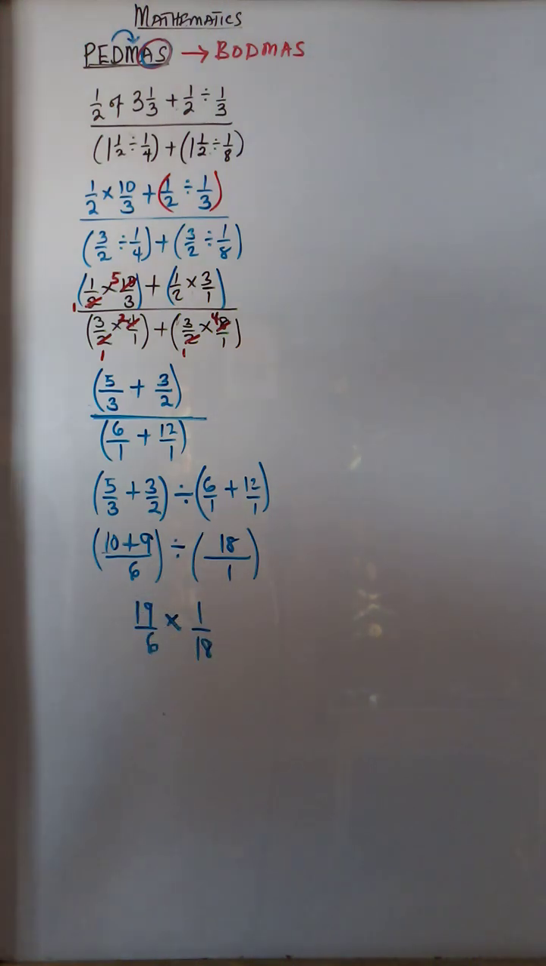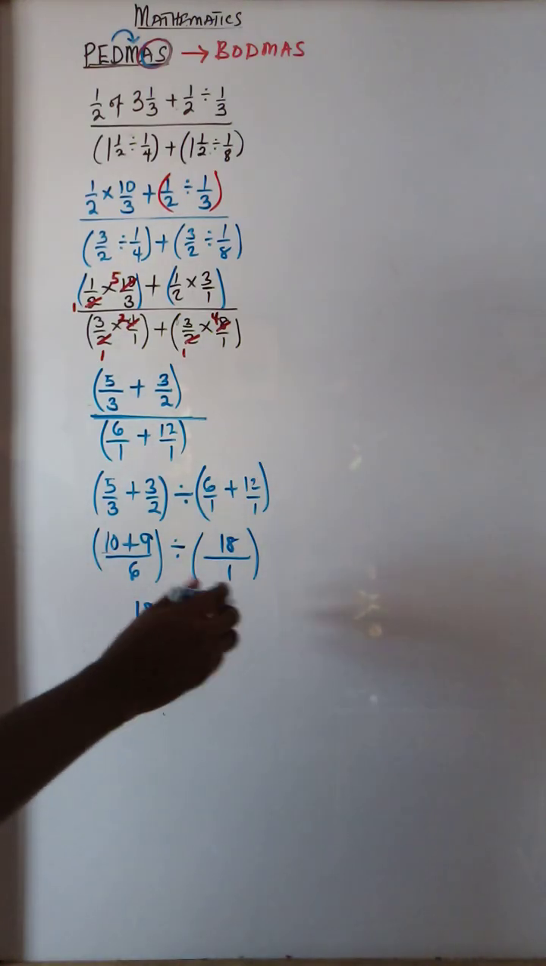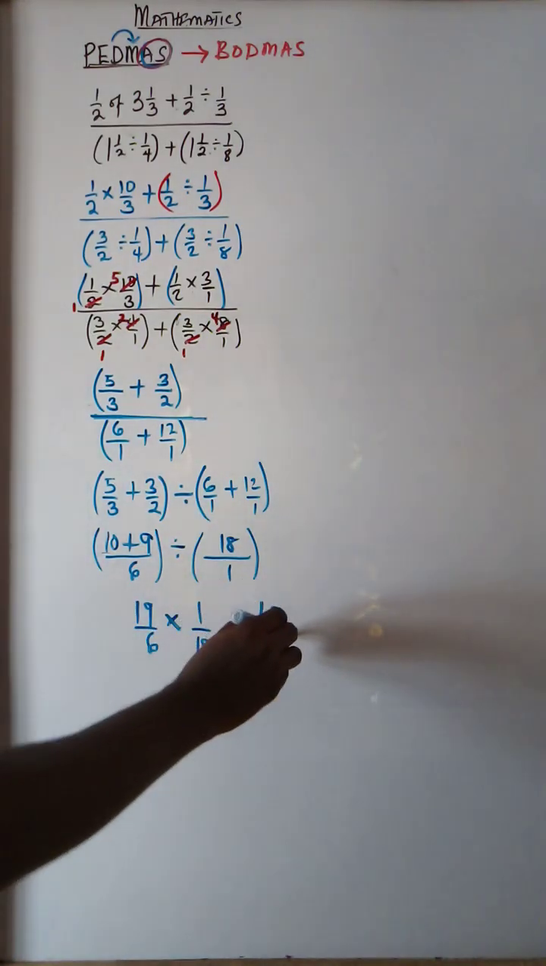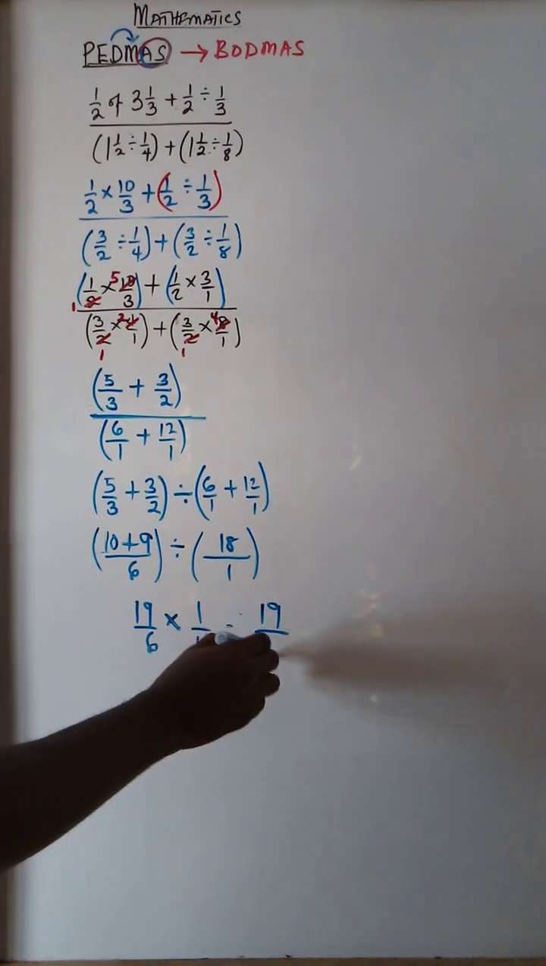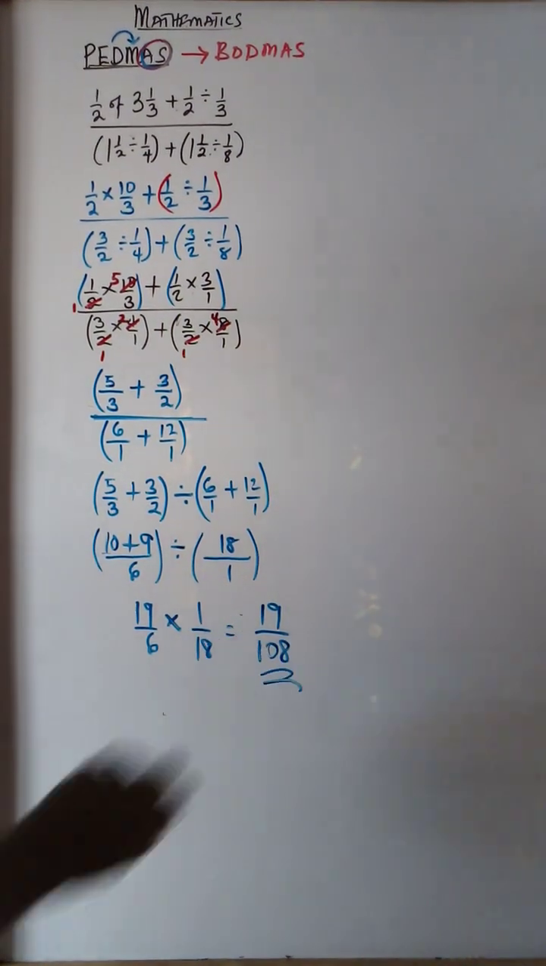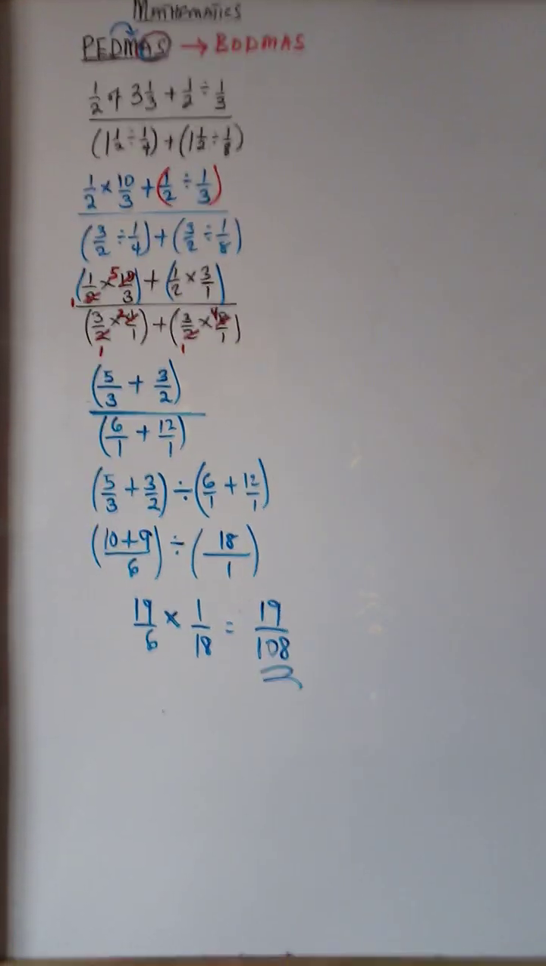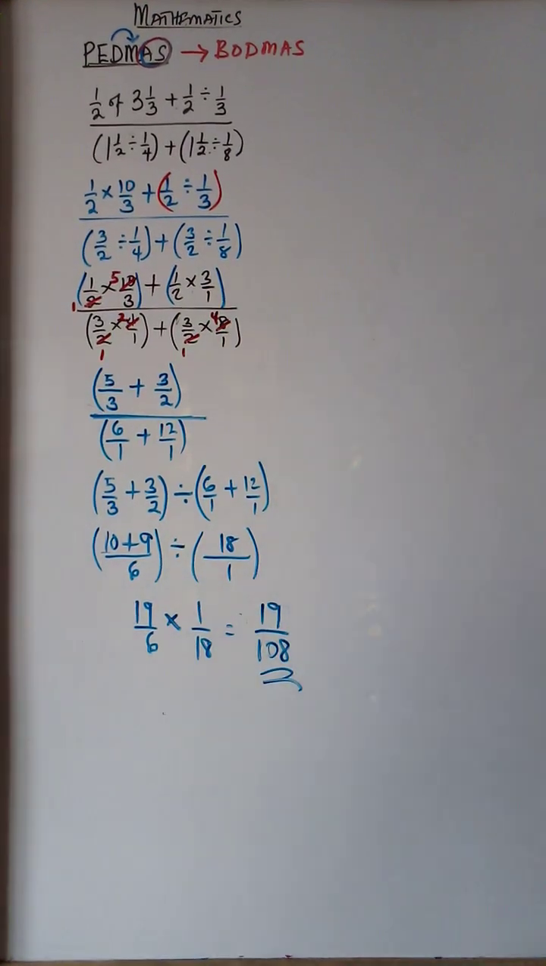Is there anything I can cancel? Nothing, because 19 is a prime number. So 19 times 1 is 19, over 6 times 18, which is 108. That is the final answer. Just do it step by step.